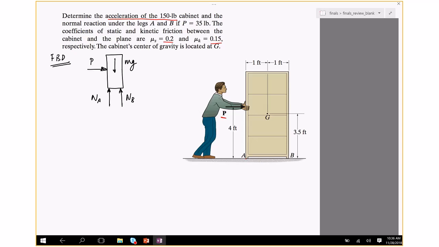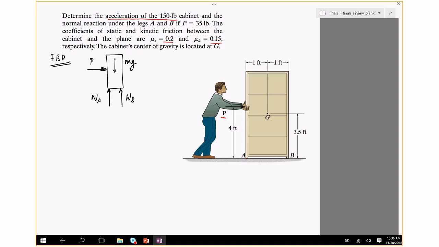So when the object is just about to move, when you keep increasing the force P, at some point the cabinet will begin to slide. So the question is, is P big enough for it to slide? The other thing which can happen is it could tip. Instead of sliding, the force P is so great that it actually tips. So first we've got to rule out tipping.